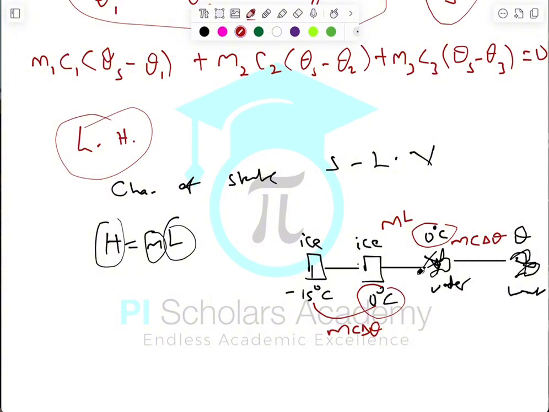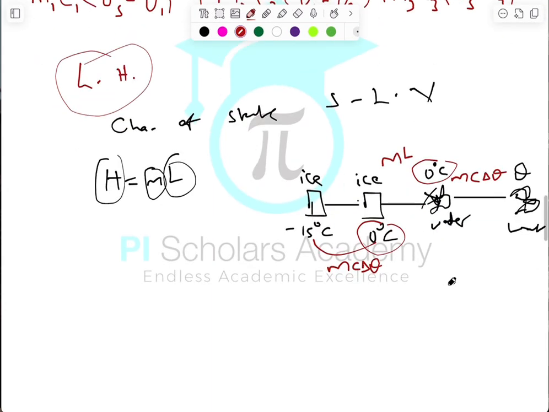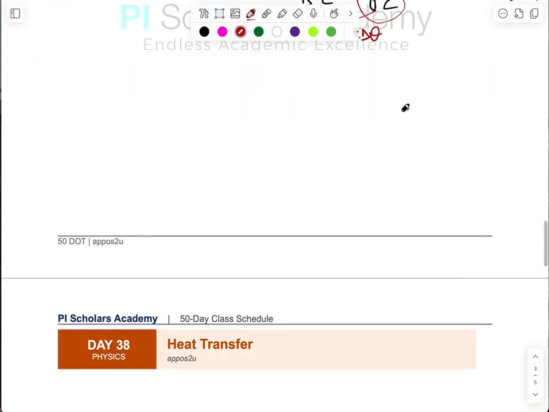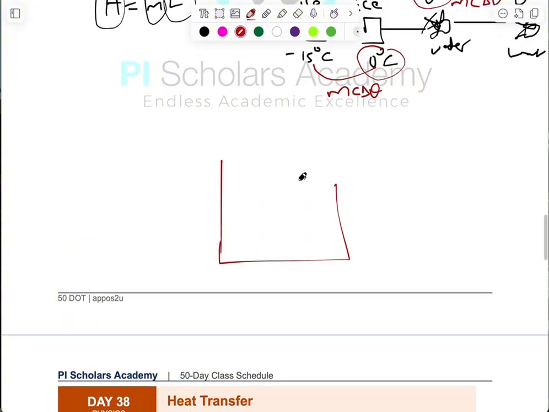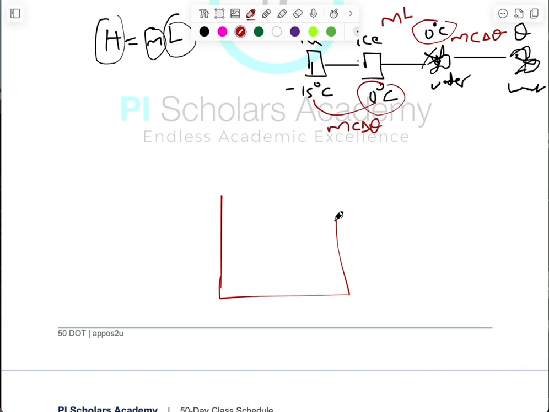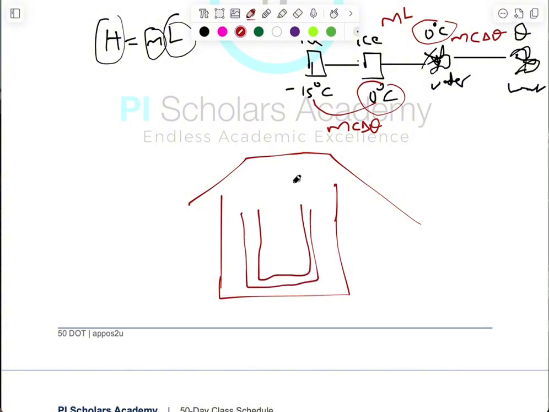One bonus thing before I actually leave, I want to talk about the thermal flask. Please, you will not mind my drawing. It looks something of this nature. So you have this, you have this, you have this.